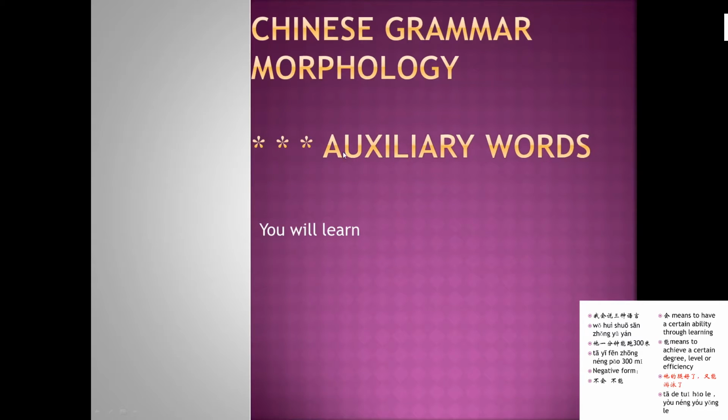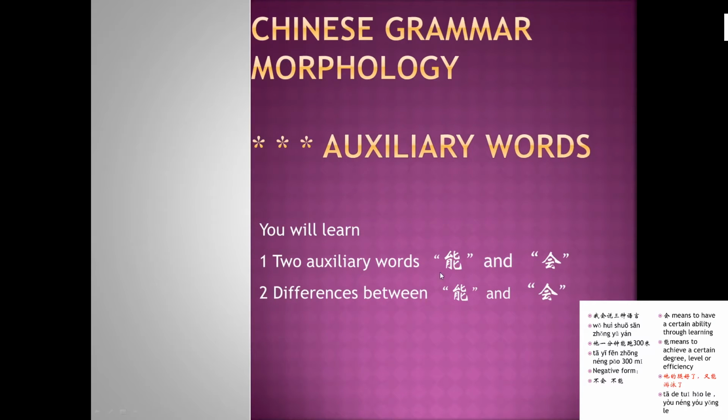And today we'll learn auxiliary words 2. So the first two auxiliary words, 能 and 会. And number 2, we'll learn differences between 能 and 会.